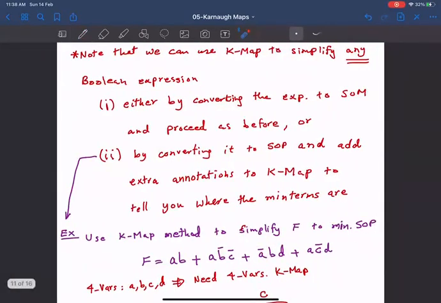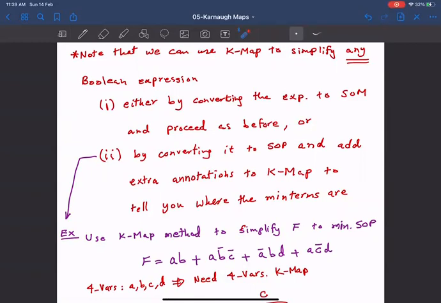However, it doesn't have to be this way. If I give you a generic Boolean expression that is not a sum of min terms, a canonical form, then you can either convert that expression to a sum of min terms and proceed as before, or you can convert the expression to a sum of products standard form, rather than sum of min terms, and add extra annotation to the K-map to help you plot the expression.